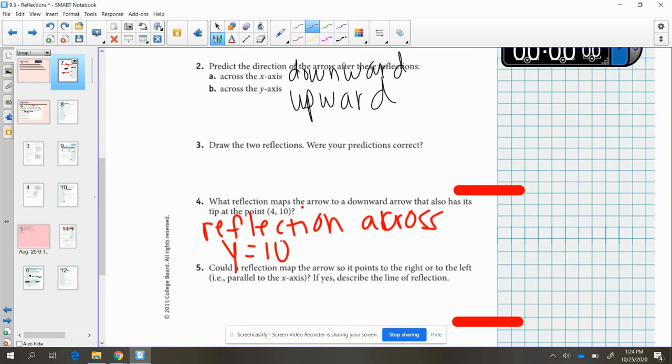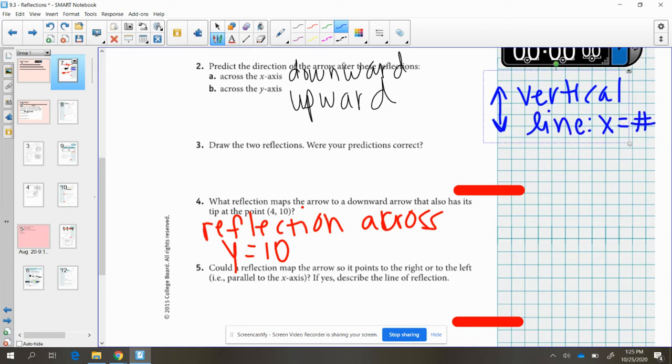y equals 10. And again, you're probably going to want to put on your cheat sheet of some sort that a vertical line is always going to be represented by x equals whatever number it's passing through. And our horizontal lines, like we just saw here, are going to be y equals a number, like we had here with y equals 10.